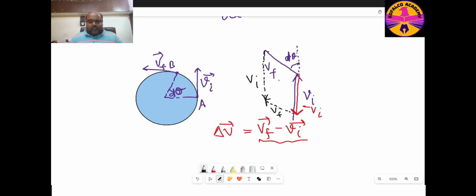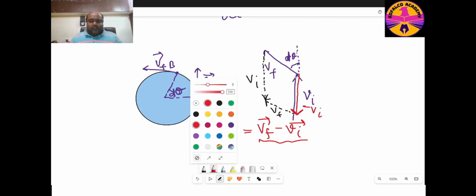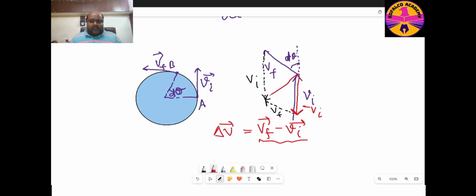So now in this case, you can see that the value of your Vf minus Vi will be this vector, right? This will describe your delta V vector, right? This direction. Now imagine this is the picture how it will look like, right? This is how the vectors will look like.